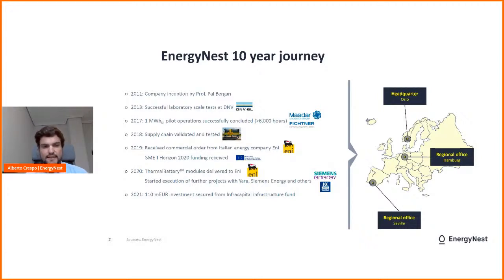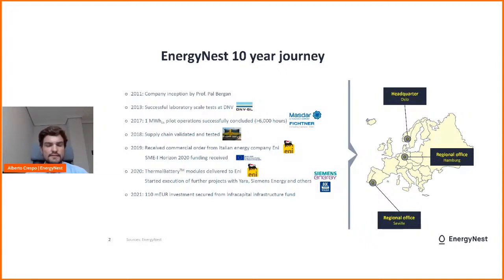1 year after, in 2019, we received our first commercial order from Italian energy company Eni. And the same year, we also received funding from the prestigious SMEI Horizon 2020 program. 1 year later, last year, and despite COVID, we delivered the thermal battery modules to Eni.